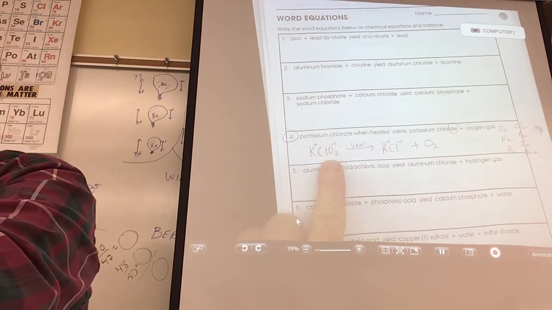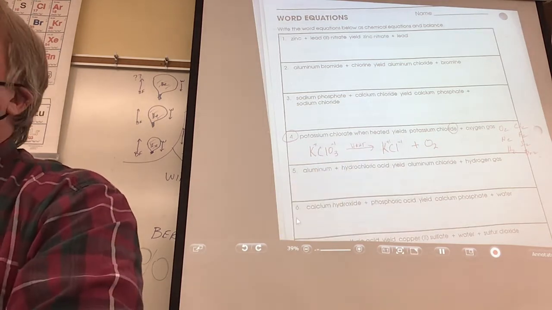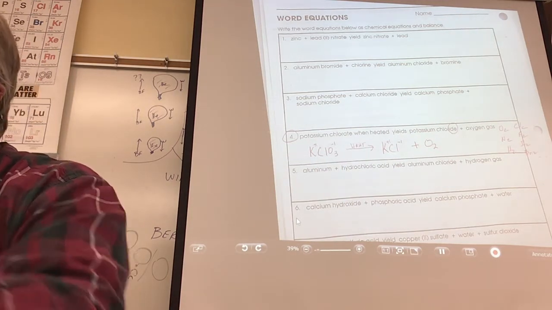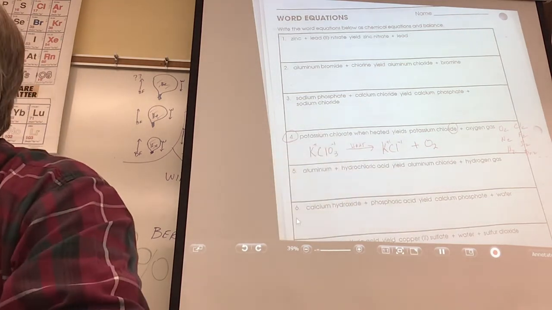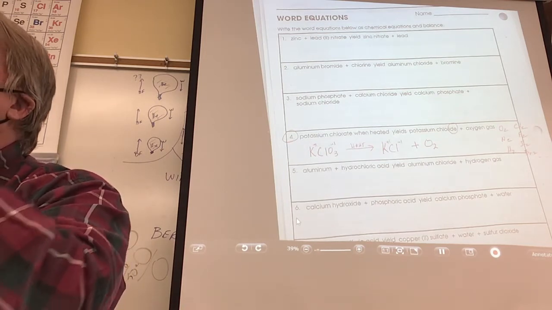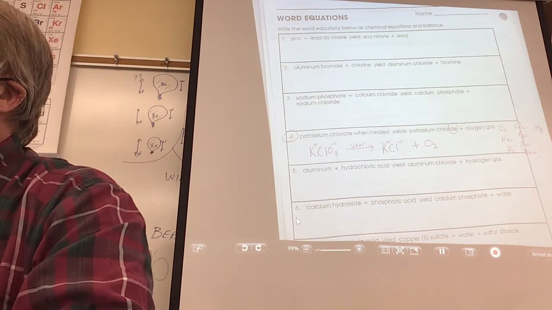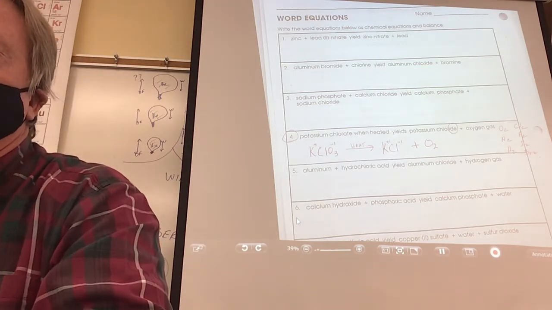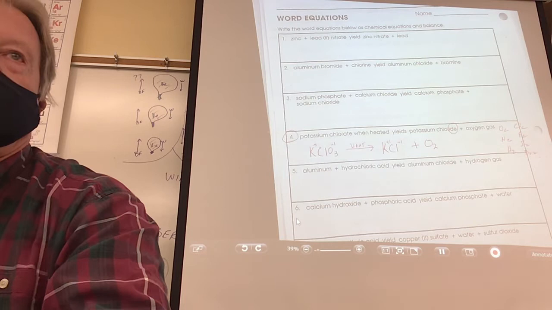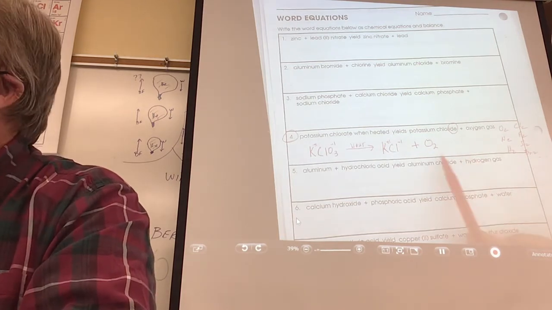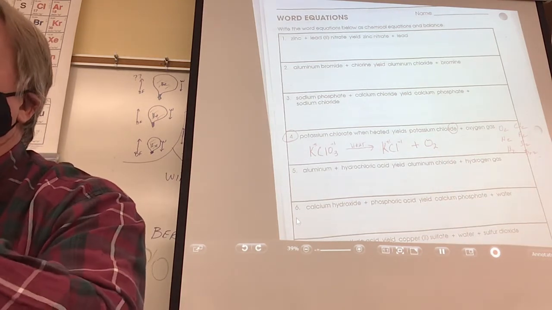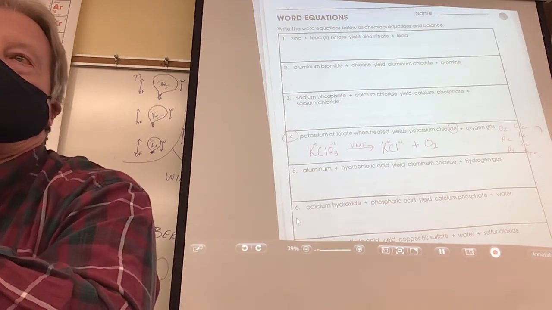Now, don't get confused. You thought, why do you have O3 here? That's not oxygen. That's potassium chlorate. What if I have the element oxygen? Then it's O2. You can have 15 oxygens in a compound. But what if it's just the element oxygen? Then it's diatomic, isn't it? All right, now we're ready to balance it. You don't balance an equation until you have it right.